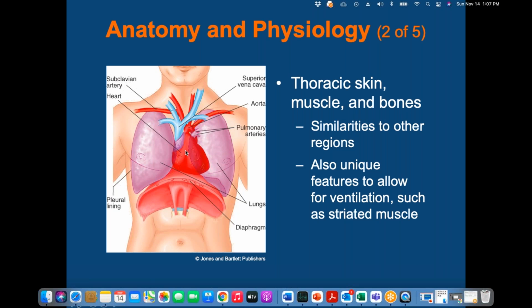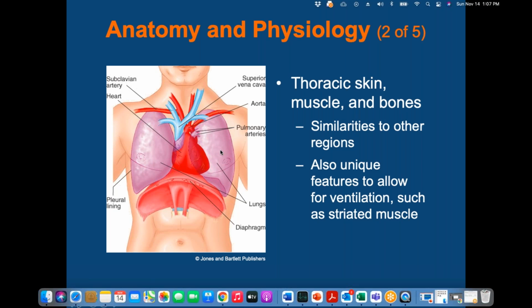So we have our heart obviously located here. With that, we have our pulmonary arteries. We have two lungs. We have the pleural lining of the lung, which is that darker purple line that runs along the lung edges. We have our superior vena cava, the aorta that runs right down through here, and the subclavian arteries, which run through here, underneath the clavicle. Think subclavian, underneath the clavicle area.